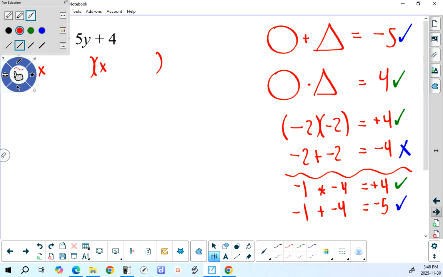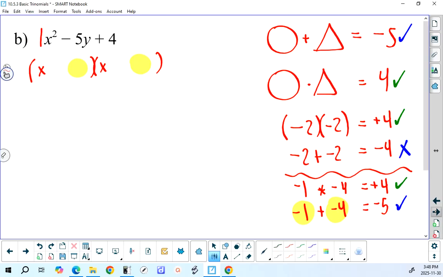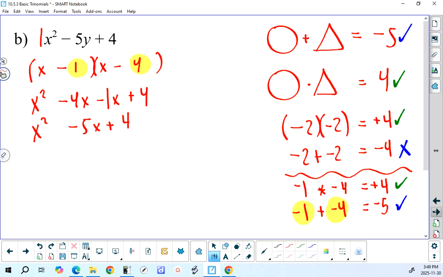Which means these are the two numbers, negative 1 and negative 4. And those numbers go here and here. So it's going to be x minus 1 and x minus 4. When we FOIL this out, we get x squared minus 4x minus 1x plus 4, which is x squared minus 5x plus 4. That makes us happy because that's what we're supposed to get. So this is the answer.